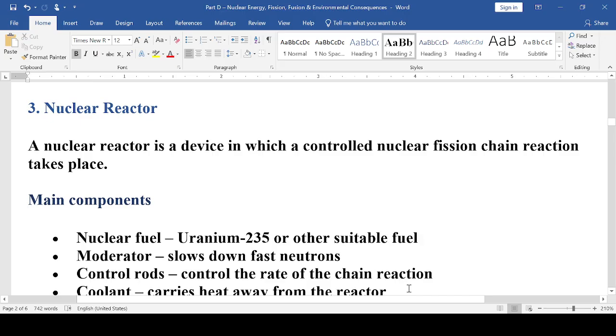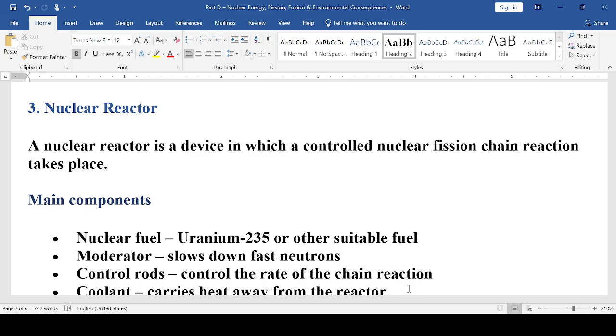Nuclear reactor. A nuclear reactor is a device. What will it do? It will control the chain reaction of nuclear fission which takes place.